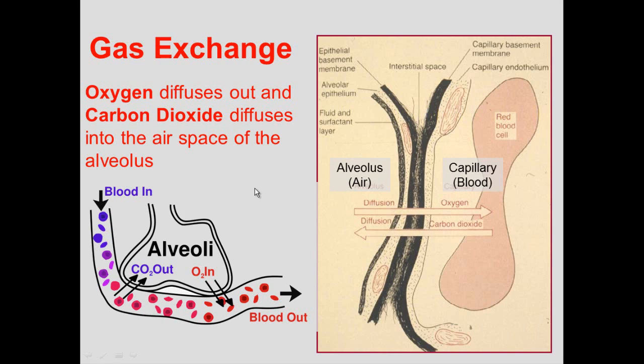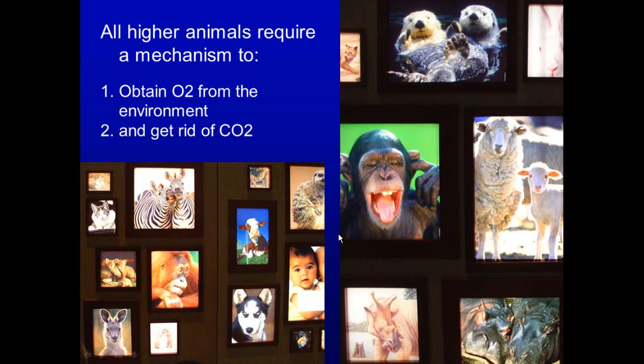So the function of the respiratory system is gas exchange. You get oxygen in and carbon dioxide out. And note that the air doesn't go into the blood vessels, it's the oxygen, and the carbon dioxide comes out. So the higher animals required a mechanism to obtain oxygen from the environment and to get rid of the CO2.